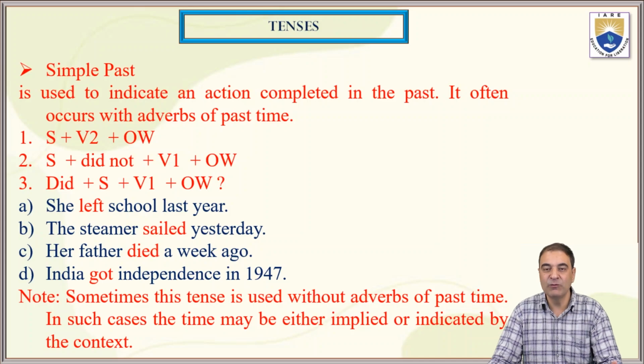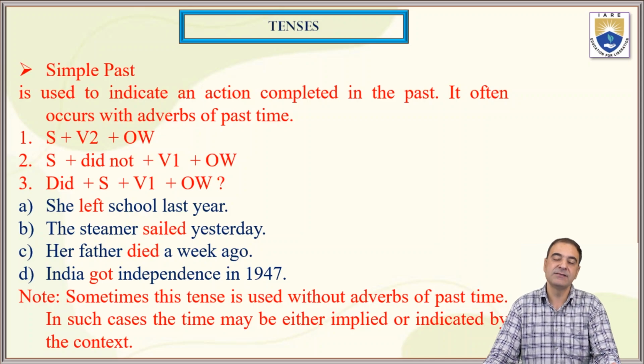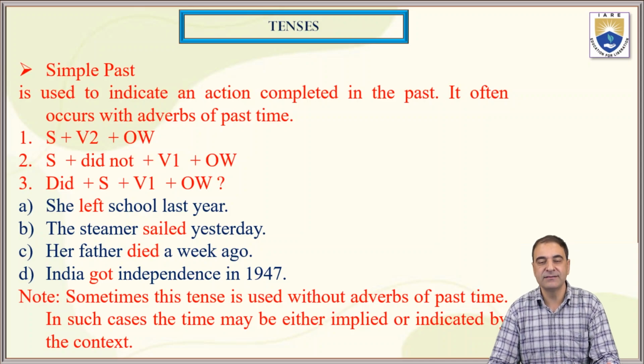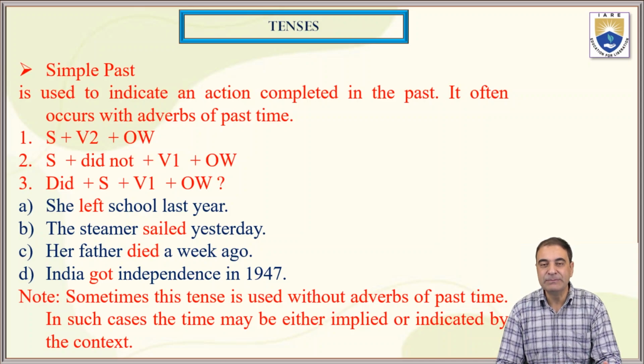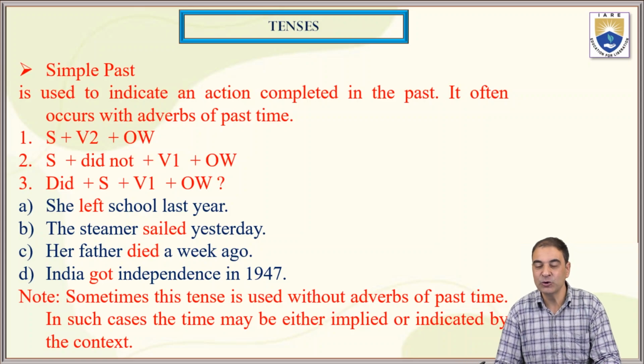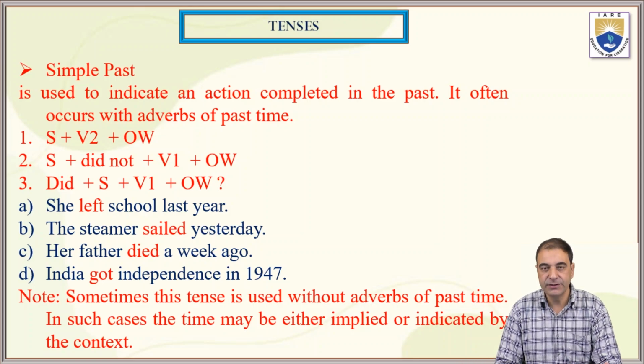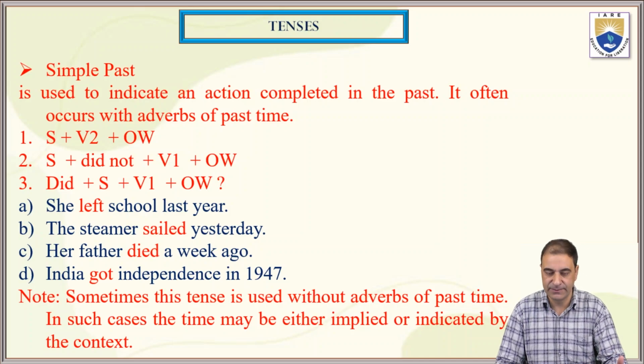And why do we call it simple past? Because here we know only one thing, that the action was completed in the past. It has nothing to do with the present. And here we often use adverbs of past time, like yesterday, last year, a week ago, or 1947. These are all adverbs of past time, that is, words that show past time. Remember, simple past is used to indicate an action completed in the past. It often occurs with adverbs of past time.